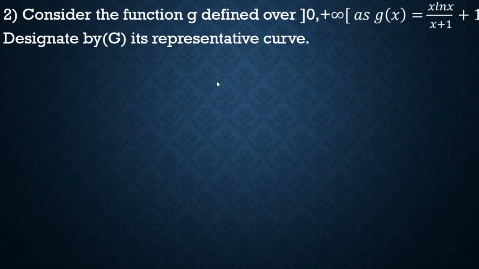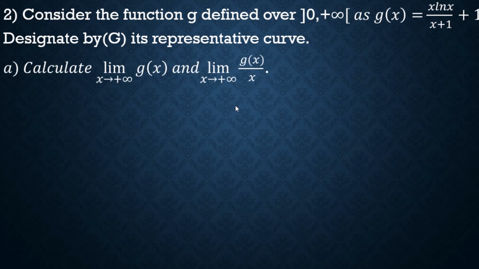Consider the function g defined over 0 plus infinity as g of x equals x ln x over x plus 1, plus 1. Designate by g its representative curve. Calculate limit g of x as x goes to plus infinity and limit g of x over x as x goes to plus infinity.